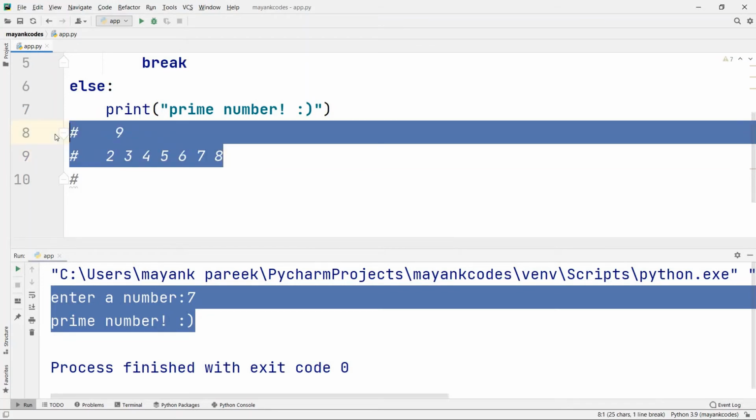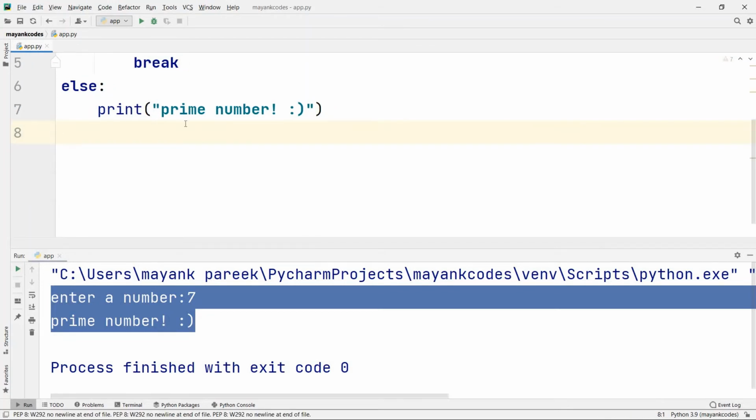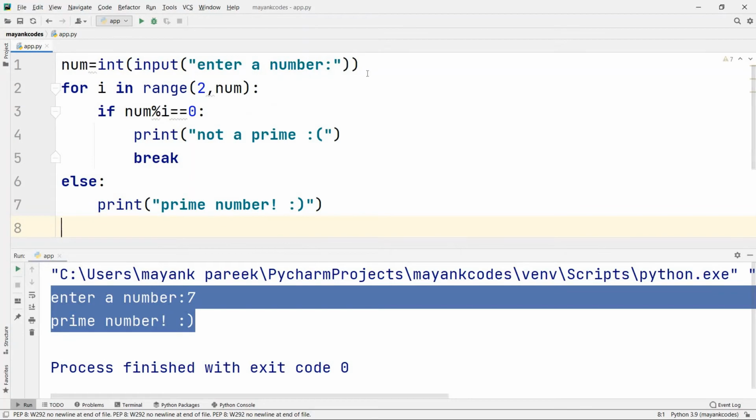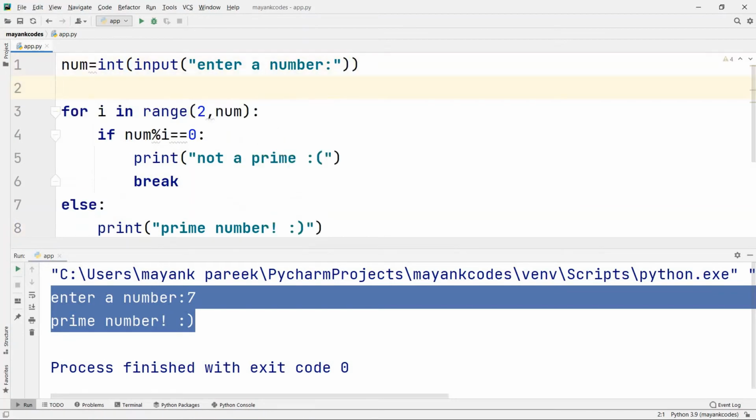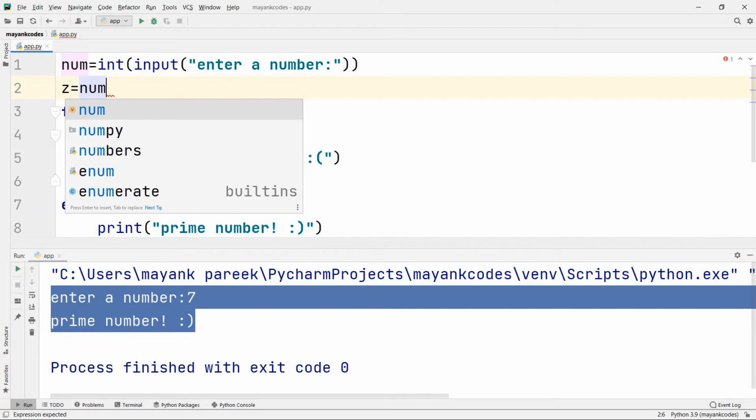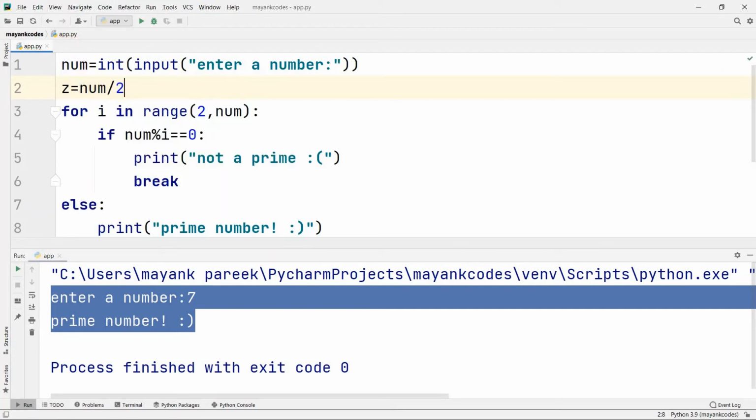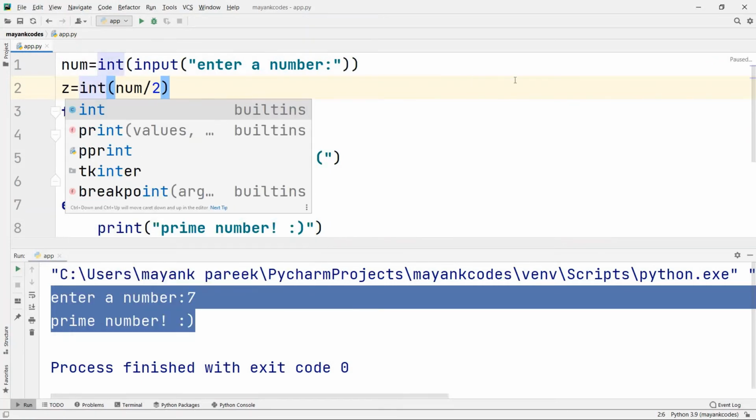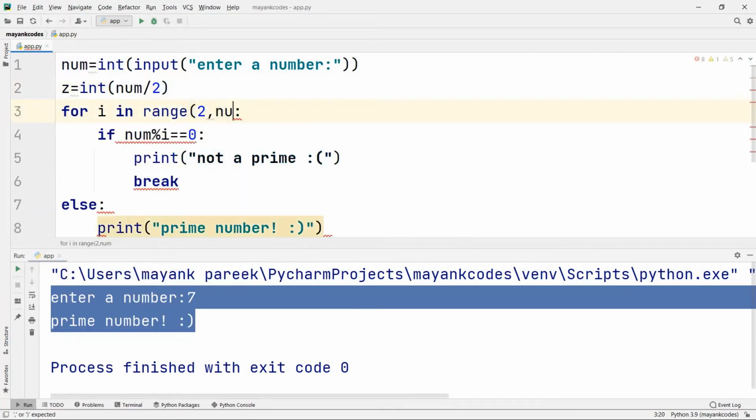So you should not check all the numbers, like you should not check till n minus 1. Instead of that, what you can do is take one more variable z, and z is equal to num divided by 2. And as this can become a floating value, to avoid that I will convert this value into an integer. So now I will run the loop from 2 to z instead of 2 to num. This is going to make my program about two times faster.